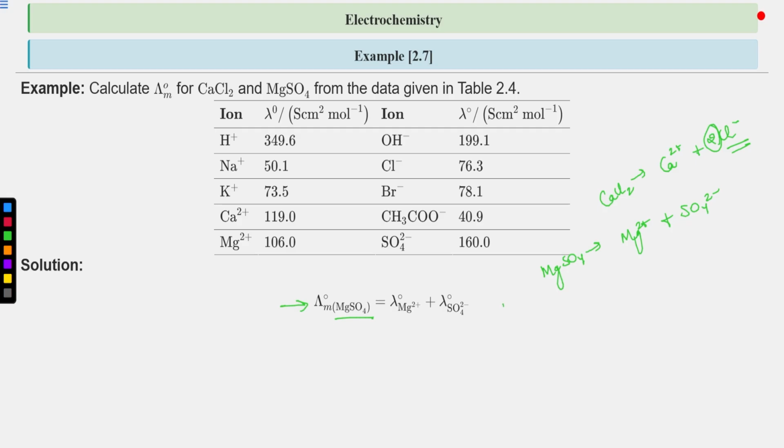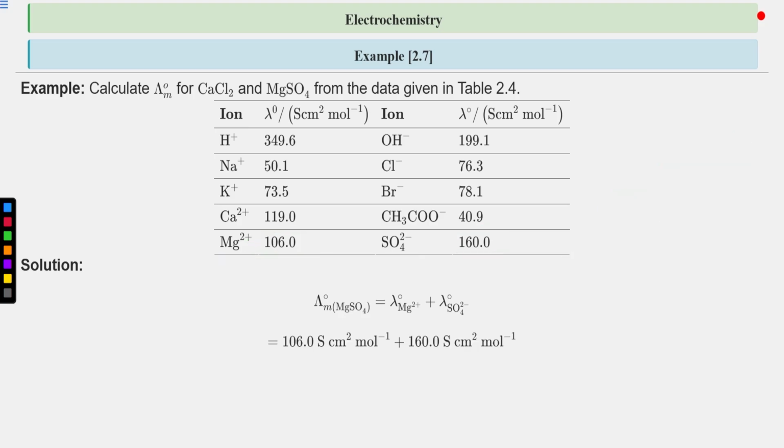So here in the case of magnesium sulfate, the limiting molar conductivity will be this, and you know the lambda naught value of magnesium 2 positive, and for SO4 2 negative you also know the lambda naught. So you just have to add these two values. 106.0 Siemens centimeter square mole inverse plus 160.0 Siemens centimeter square mole inverse, which will give the value of 266 Siemens centimeter square mole inverse. So this is the limiting molar conductivity value for magnesium sulfate. The question asked you to identify the lambda naught m for these two electrolytes, and you have calculated the lambda naught m value for both CaCl2 and magnesium sulfate using the limiting molar conductivity of their cations and anions.